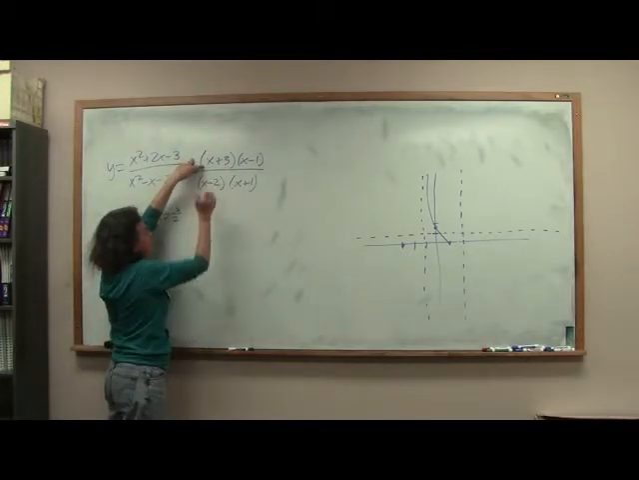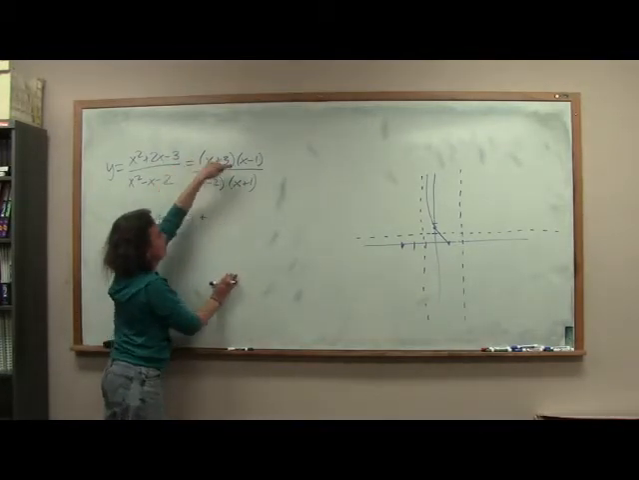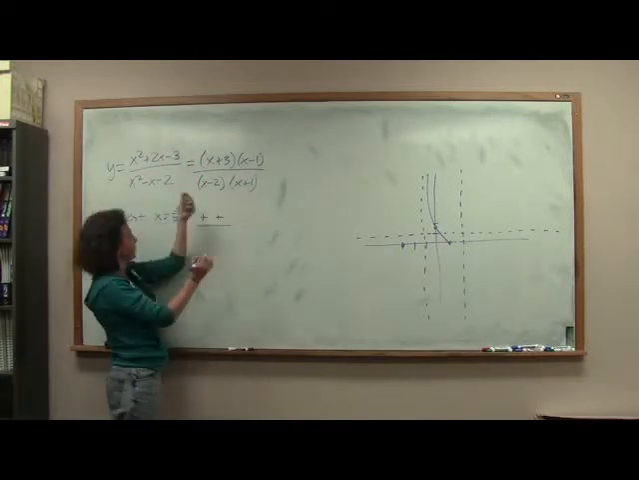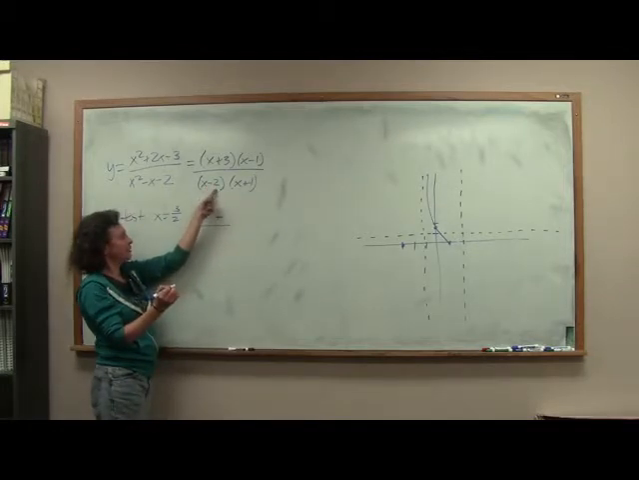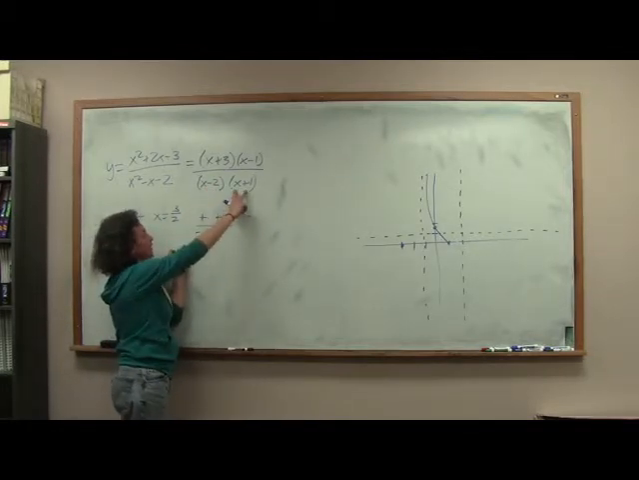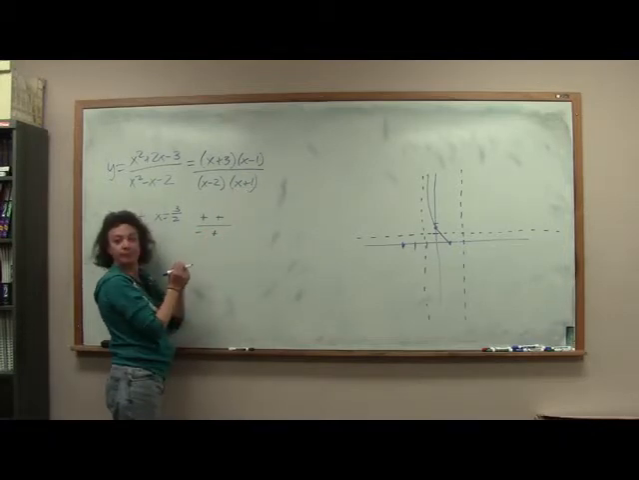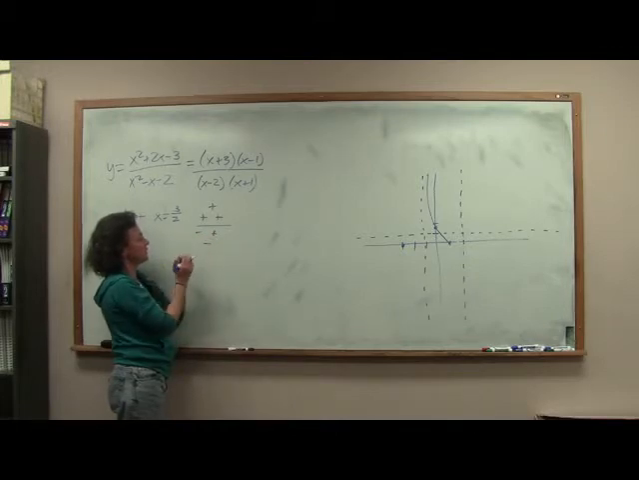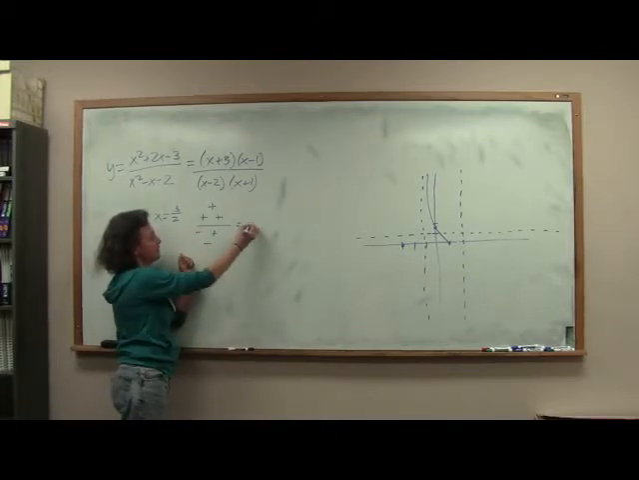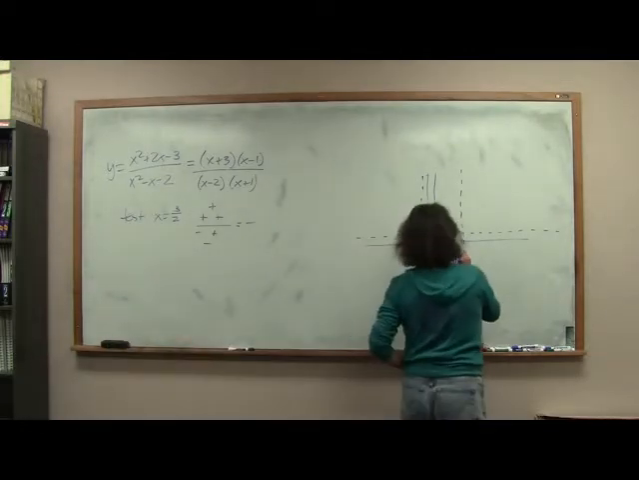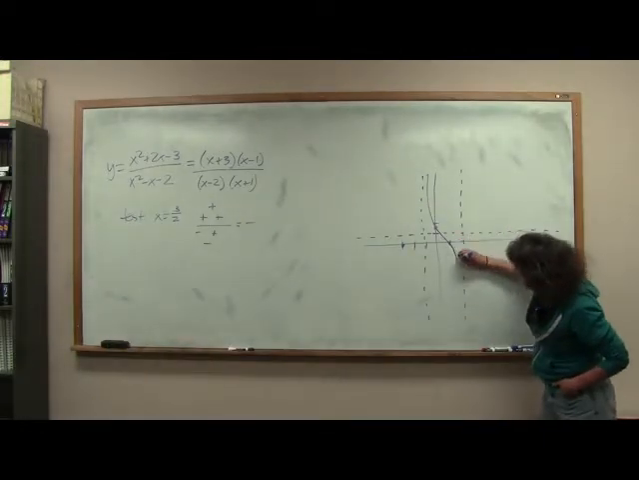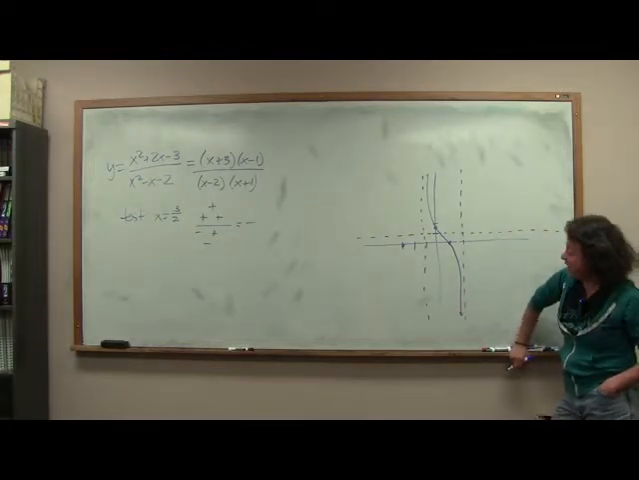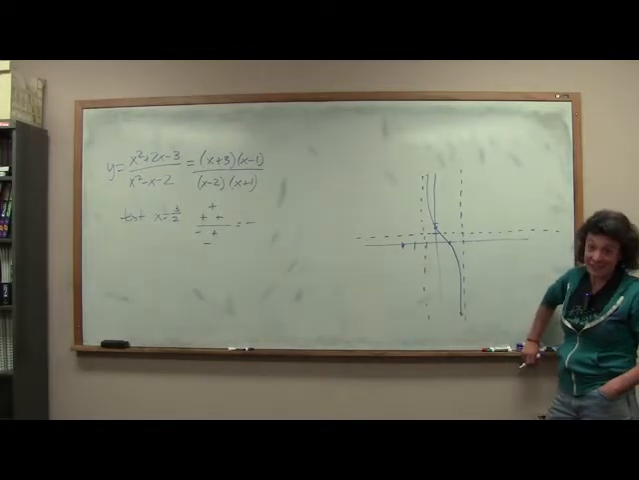If I plug 3 halves in here, that's certainly positive. Well, 3 halves minus 1, 3 halves is greater than 1, so that's positive. 3 halves minus 2, that's going to be negative. And 3 halves plus 1 is positive. A positive times a positive is positive. A negative times a positive is negative. And a positive divided by a negative is negative. I'm down here, which means I shoot down to negative infinity. Okay, got 1/3 of the graph done.